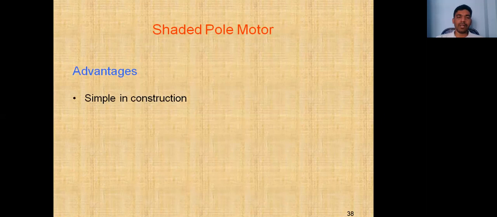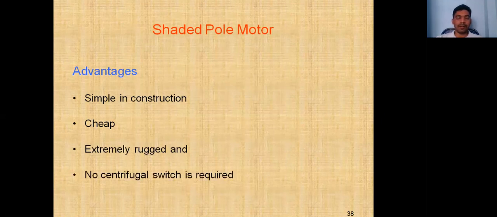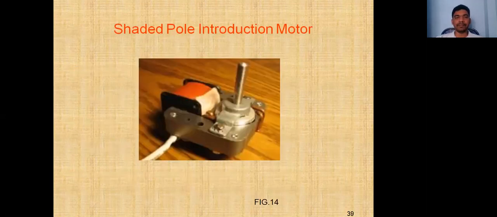Advantages: simple in construction, cheap, extremely rugged, and no centrifugal switch is required. This is the shaded pole induction motor.